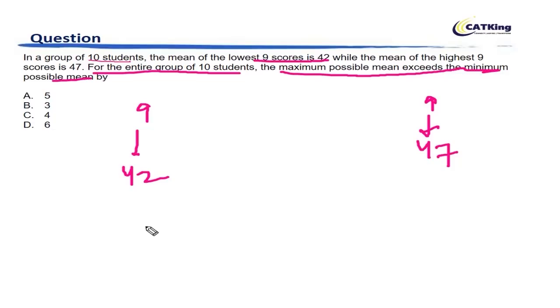Now, what is the minimum possible mean? Let's find that out first. Okay. So if you see, the first 9 numbers add up to 9 into 2 is 18, 9 into 4 is 36, and 1 is 37. So the first 9 numbers add up to 378, right? The last 9 numbers add up to 63 and 6423.